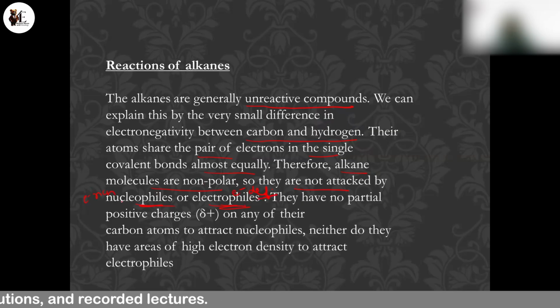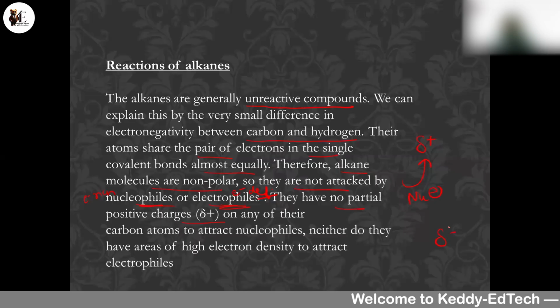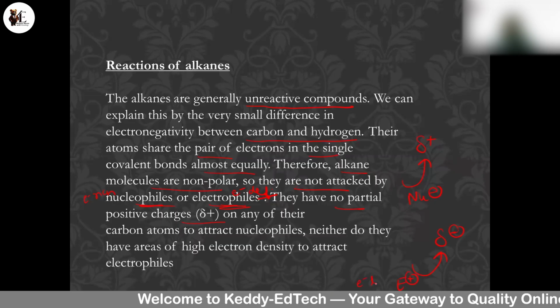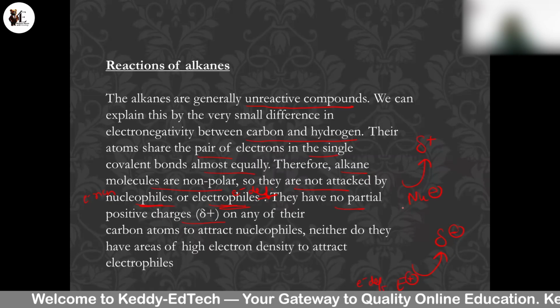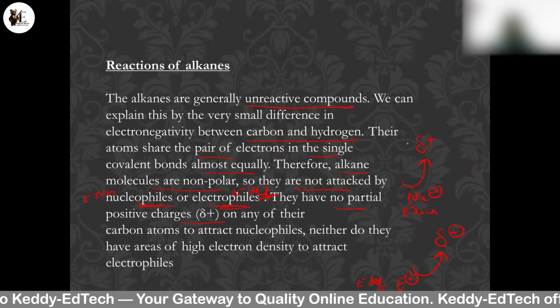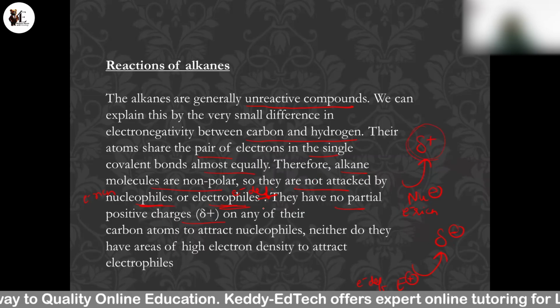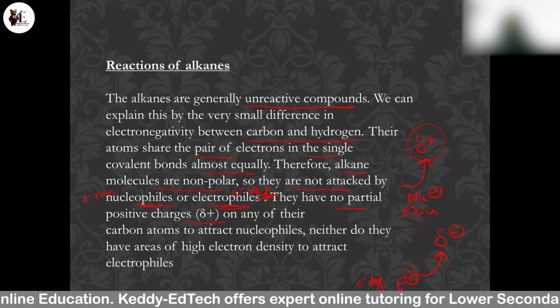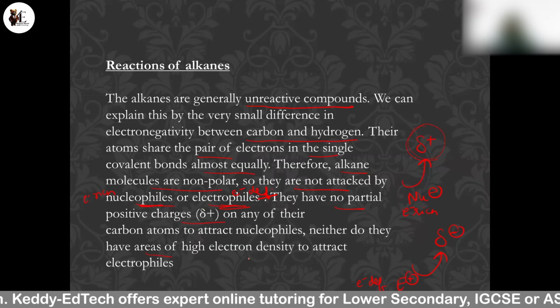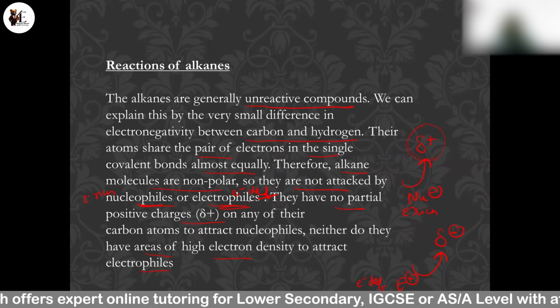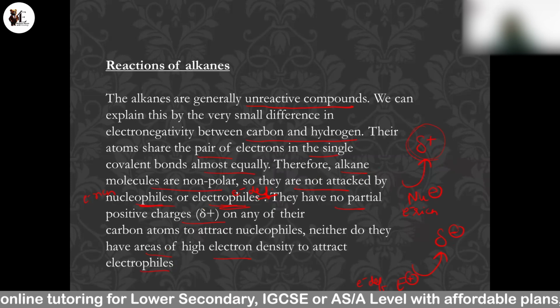So if they are not polar, they are not attacked by nucleophiles or electrophiles. They have no partial positive charge, because if they have partial positive charge, then who will attack? Nucleophile will attack. If they have partial negative charge, then who will attack? Electrophile will attack, right? Because electrophile is electron deficient, so obviously it will attack the electron rich compound. Nucleophile is electron rich, so it will attack the electron deficient, that is the partial positive compound. No partial charges are developed there. Neither do they have areas of high electron density to attract electrophiles. But still they do some reactions, which I'll tell you in the next slides.